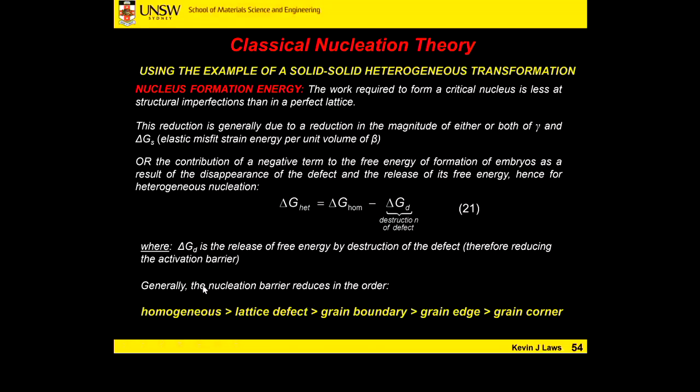So again, I'm going to put this little order down here in terms of the energy and the likeliness of nucleation in a solid-solid event. The energy associated with a homogeneous nucleation event, so random, stochastic, in a solid-solid event, is greater than the energy required at a lattice defect, like a vacancy, or a dislocation, or a stacking fault, which is greater than that at a grain boundary or a grain face, which is greater than a grain edge, which is greater than a grain corner. So basically this order is associated with the size of that defect, the number of disordered atoms locally for that event to occur at that site.